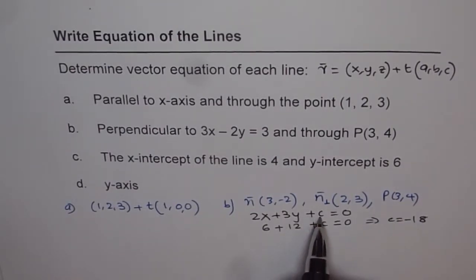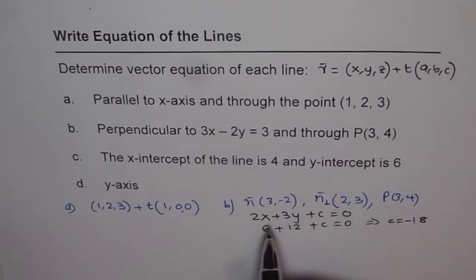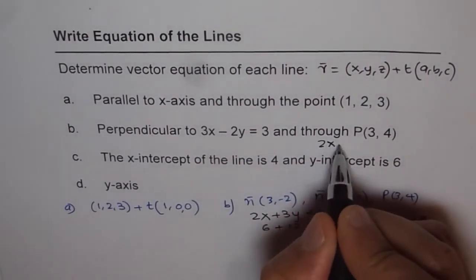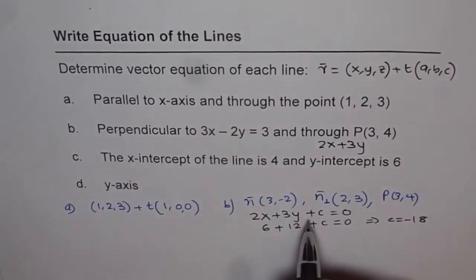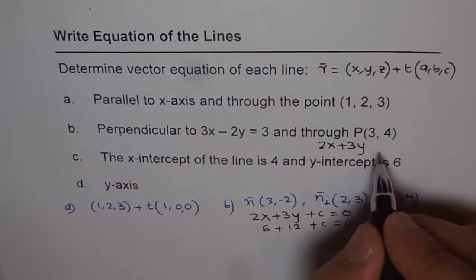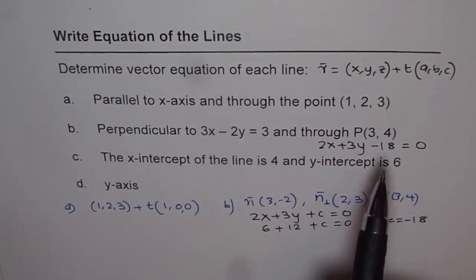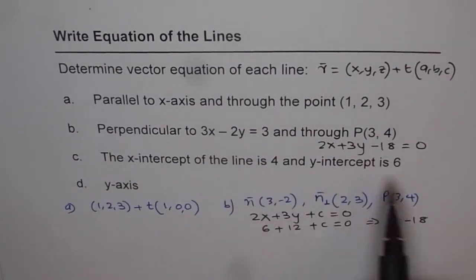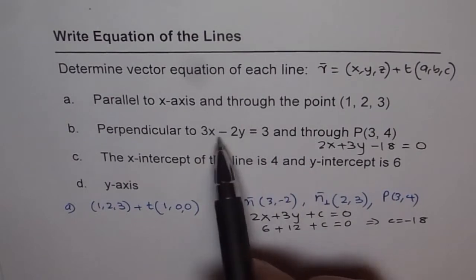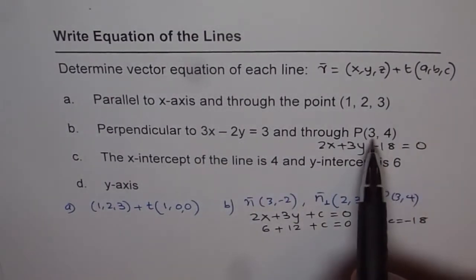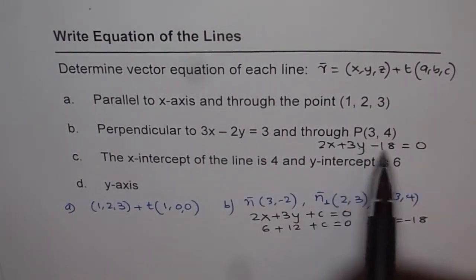And if I plug in minus 18 here, I get my answer, right? And therefore, my equation for part B is 2x plus 3y plus c, which is minus 18, minus 18 equals 0. So that becomes a line which is perpendicular. You can always test it. If you do dot product of these, you'll get 0. And if you plug in 3 here and 4 there, you will get 0.